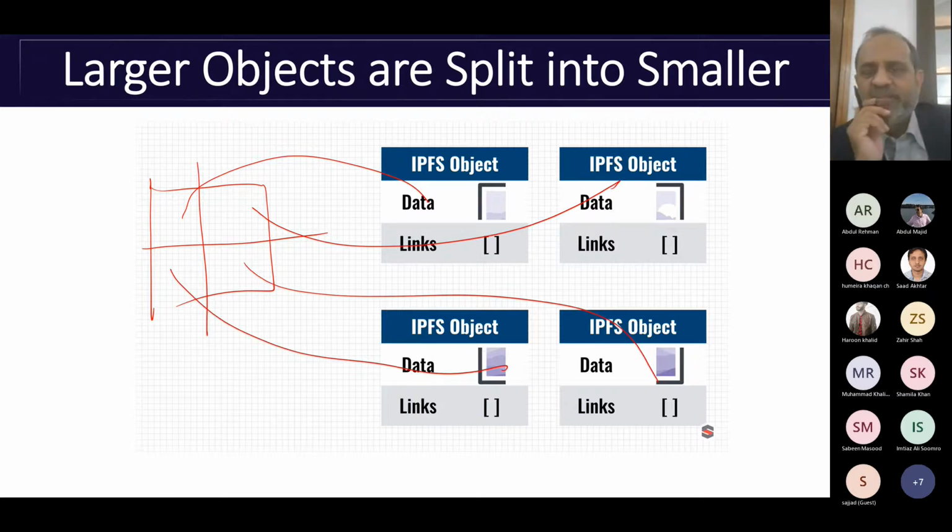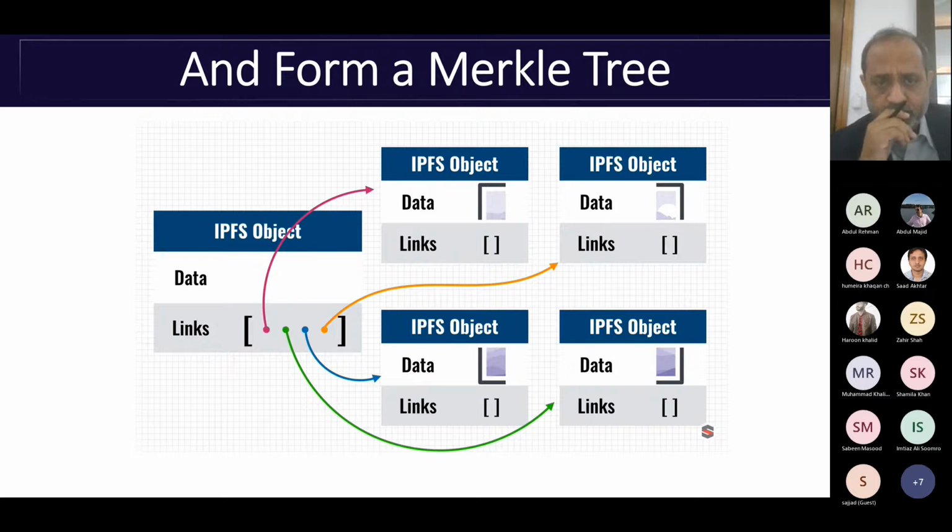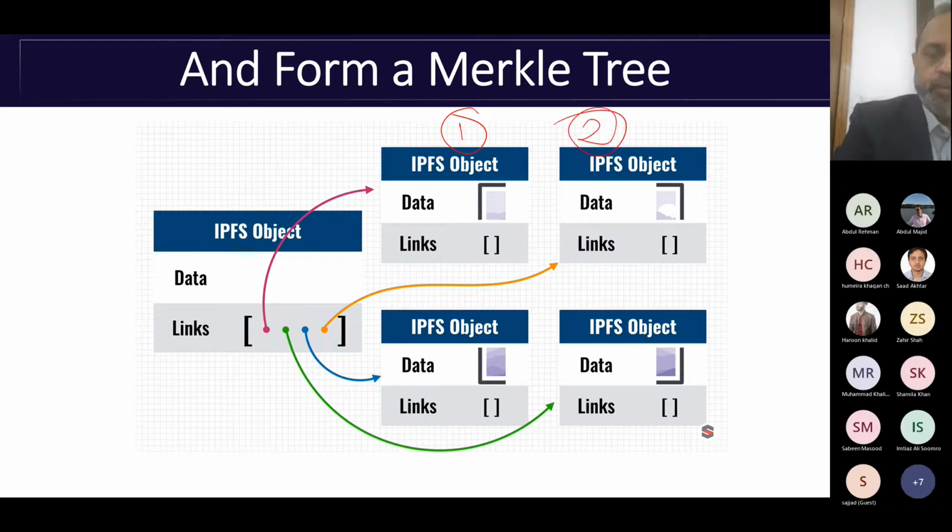So you have this IPFS, 4 objects have been created, split into smaller blocks, and that's what the IPFS protocol is. Then you have another 5th object. So you have one object, you have second object, you have third object, you have 4th object, and then you have 5th object.